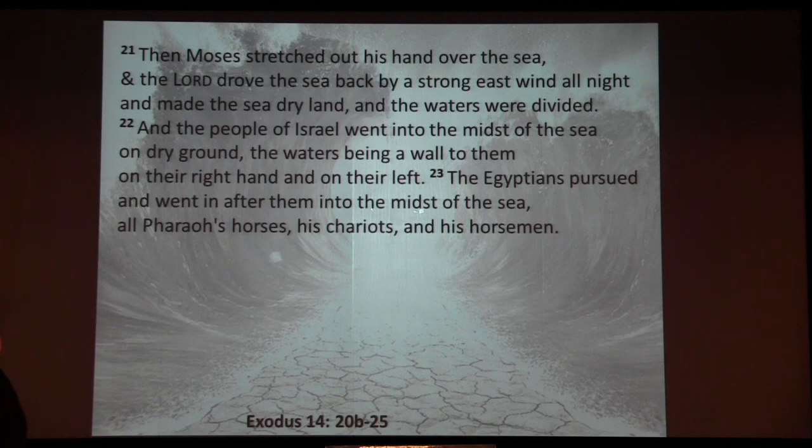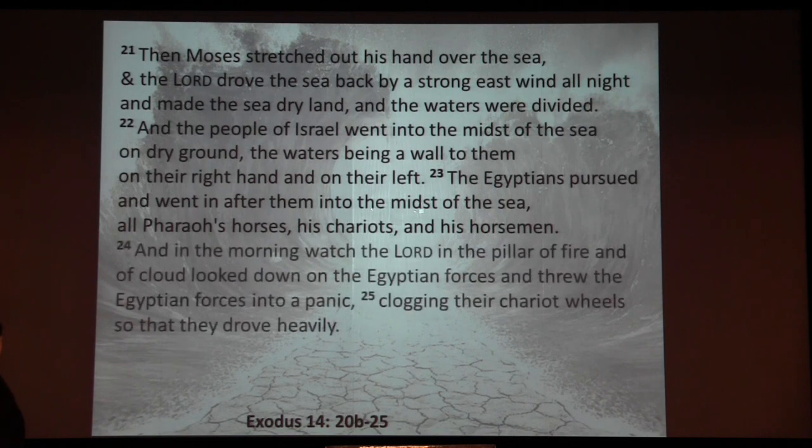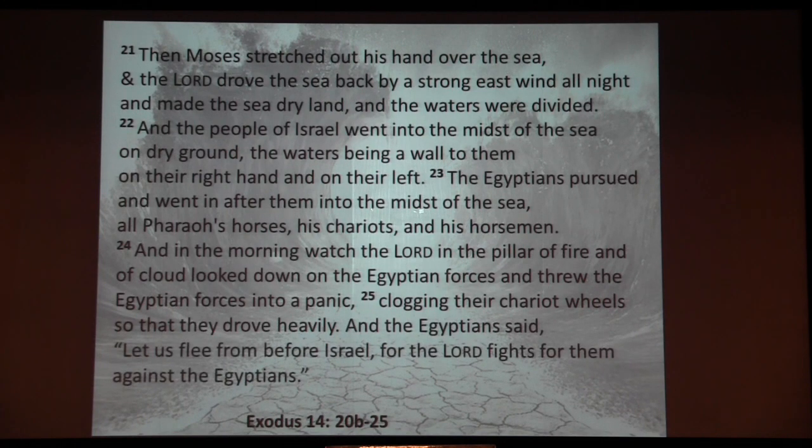The Egyptians pursued and went after them into the midst of the sea, all Pharaoh's horses and chariots and his horsemen. And in the morning watch, the Lord in a pillar of fire and a cloud looked down on the Egyptian forces and threw the Egyptian forces into a panic, clogging their chariot wheels so they drove heavily. And the Egyptians said, "Let us flee from before Israel, for the Lord fights for them against the Egyptians."